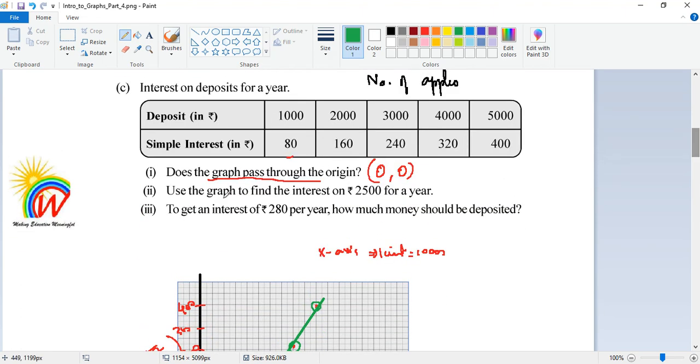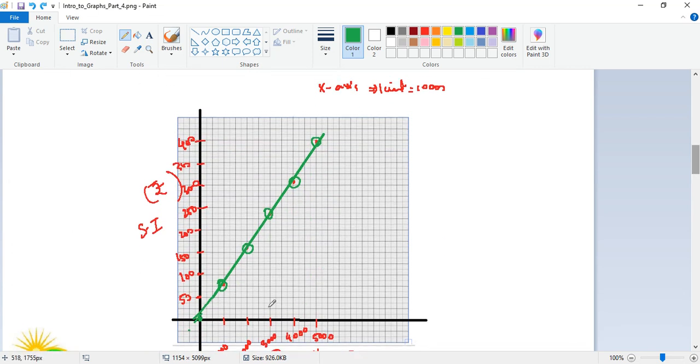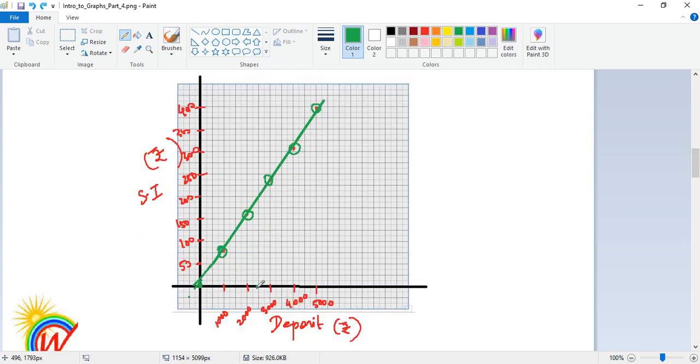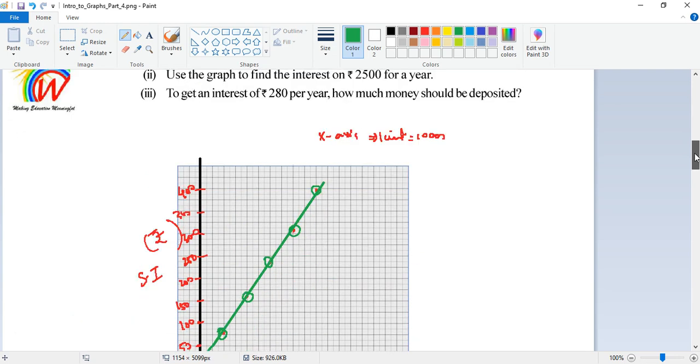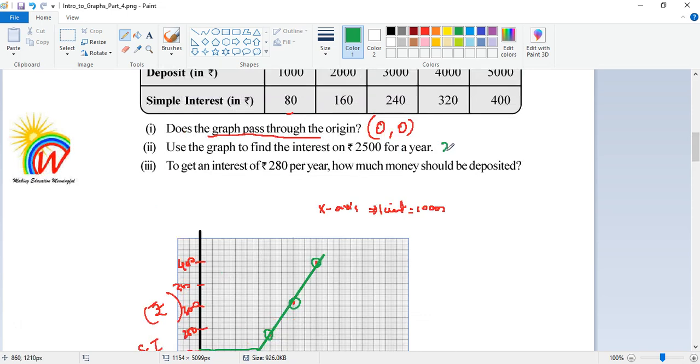Now use the graph to find the interest on rupees 2500 for a year. So 2500 for a year is like, 2500 will be somewhere over here, right? So what is the interest you will be getting? So you just see grow up like this and check where is it going. So you will be getting 200 rupees. Okay, so for this you will be getting 200 rupees.